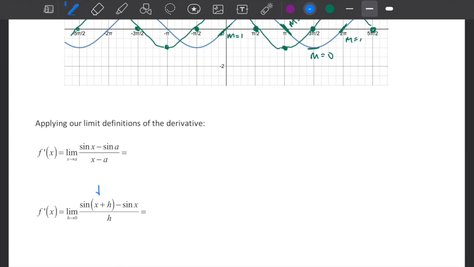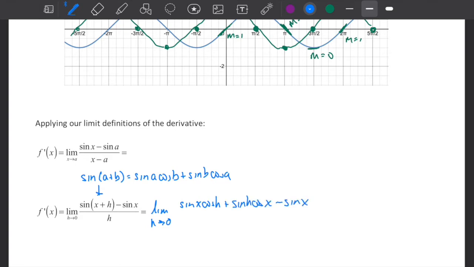Now, what can we do here? I notice that the first, sine of x plus h, is something we have an identity for. If we think back to past experiences, sine of a plus b is sine a cosine b plus sine b cosine a. That is our sine sum formula. So this gives us the limit as h approaches 0. That can be represented as sine x cosine h plus sine h cosine x minus sine x, all over h.